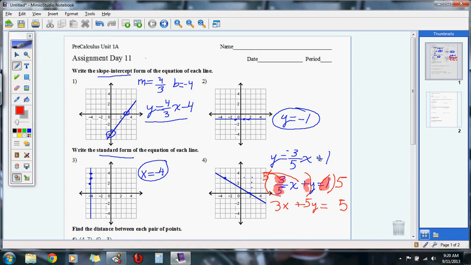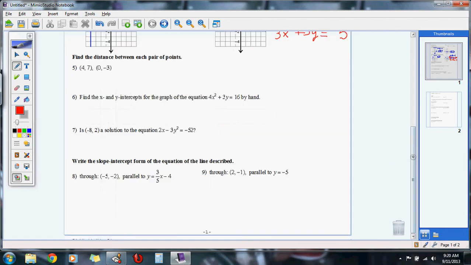Did I get that? Yeah, looks good. All right, moving along. Gotta get down here.